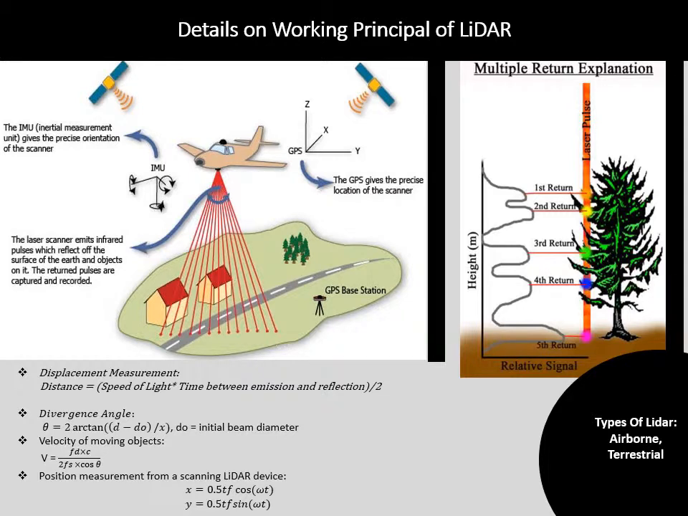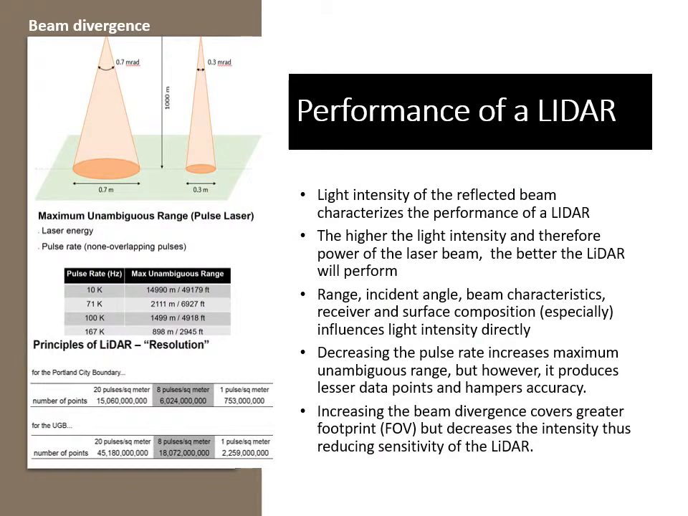There are many types of LIDARs, and the most common ones are airborne and terrestrial. There are several factors affecting the performance of a LIDAR, including range and sensitivity. The sensitivity of a LIDAR is directly related to the intensity and scattering of the reflected beam. Higher frequencies of beams have higher intensity and power and have greater chances of reflecting back to the LIDAR, thus providing more data sets for mapping purposes.